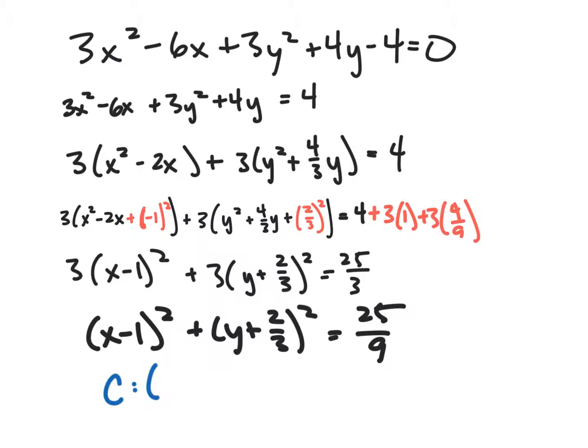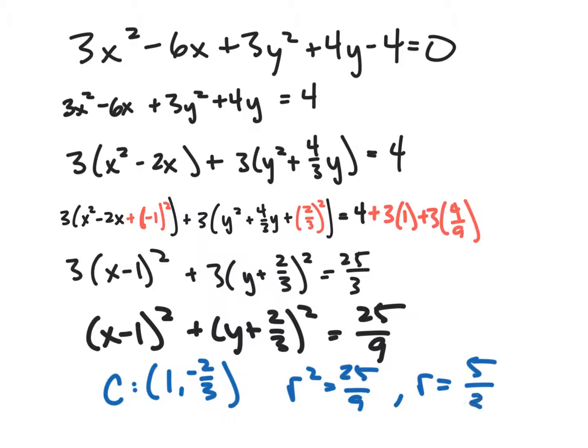This will have a center at 1, negative 2/3. And because r squared is equal to 25/9, r is equal to 5/3. So this is centered at 1, negative 2/3 and has a radius of 5/3. That's changing from general form to the standard form of a circle.